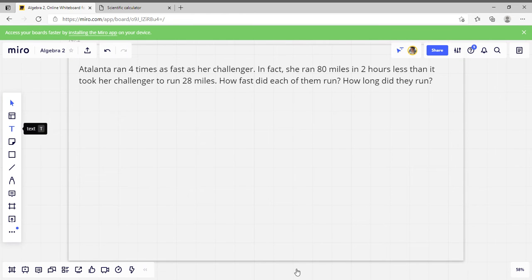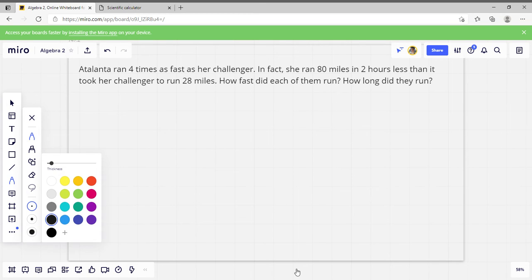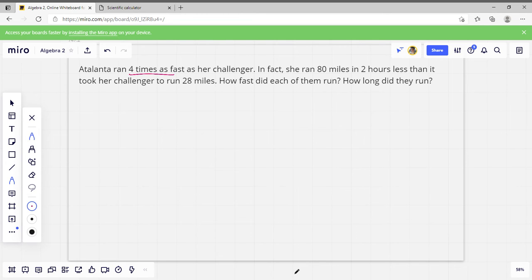Atlanta. I hate when they use these terrible names that I don't know what they are. Okay, so she ran 4 times as fast as her challenger. She ran 80 miles in 2 hours less than it took her challenger to run 28 miles.